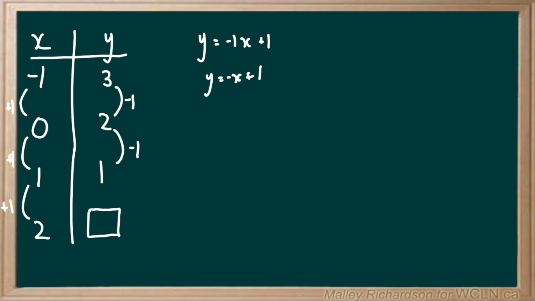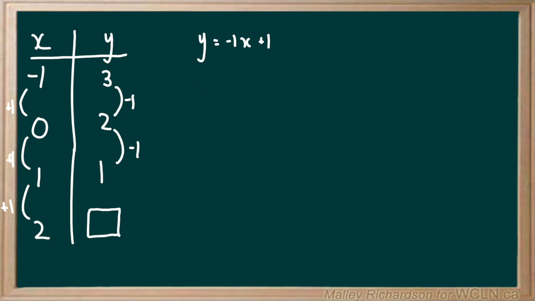Now before we move on, let's see if this formula makes sense. When x equals -1, we're going to have y equals negative times -1 plus 1, which is y equals -1 times -1, which is 1, plus 1 equals 2. But as we can see in our graph, y has to equal 3. So therefore, this formula of y equals -x plus 1 does not work. So we have to change it.